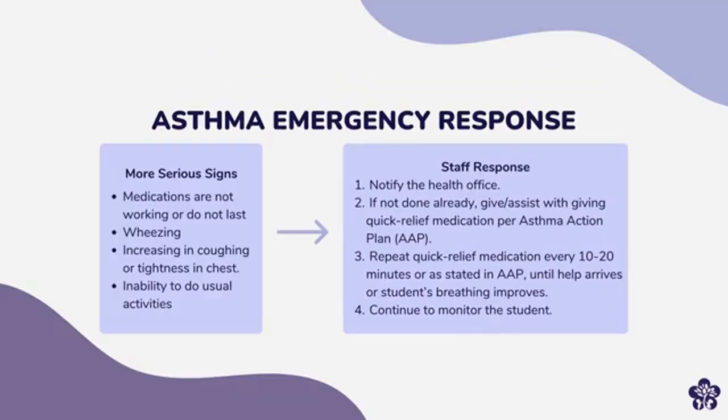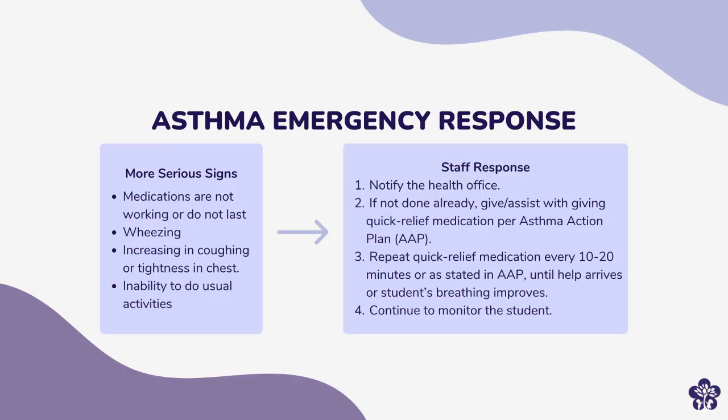More serious asthma warning signs can be that medications are not working or are not lasting, wheezing, increasing coughing or tightness in chest, or the inability to do their usual activities. Similarly to early warning signs, staff should notify the health office of the student's condition. If not already given, give or assist with giving prescribed quick relief medication as authorized by the AAP.